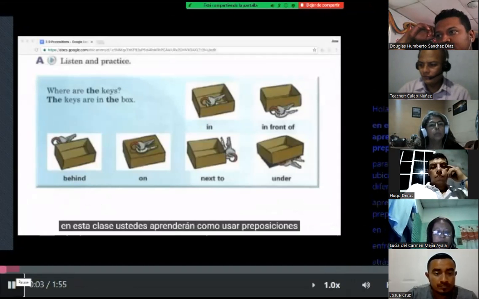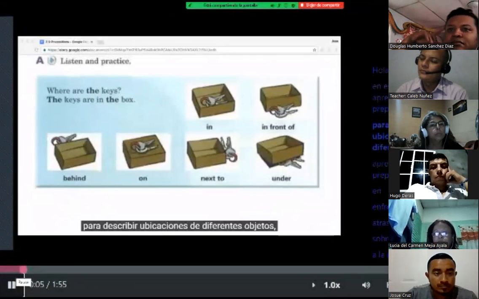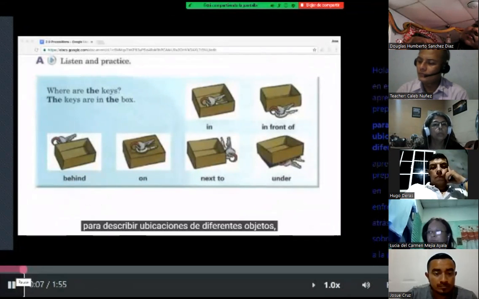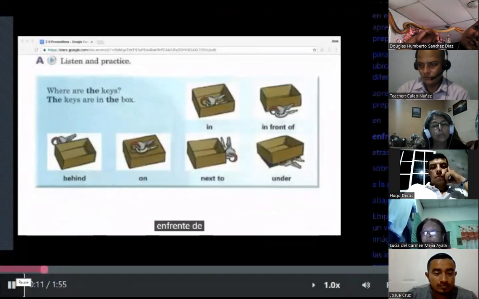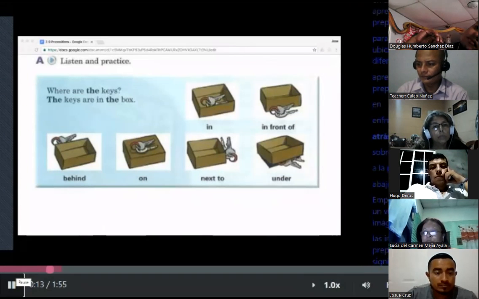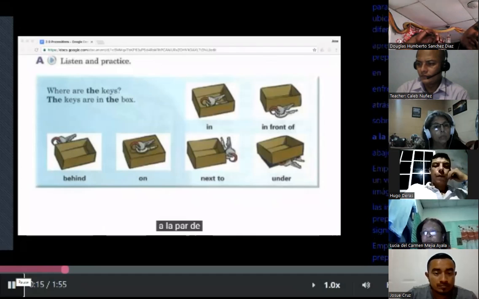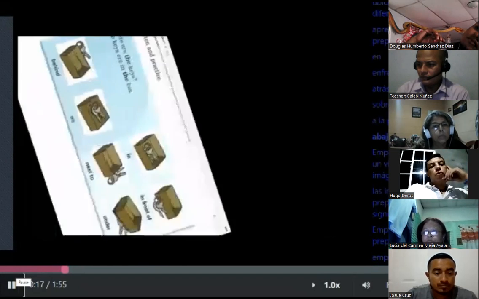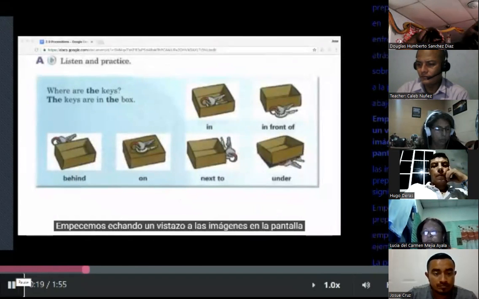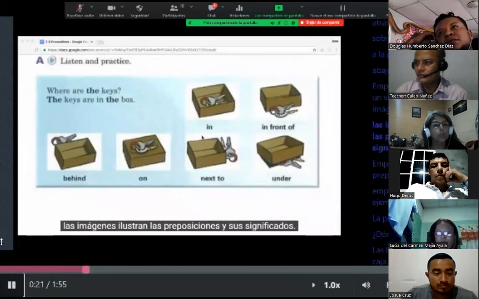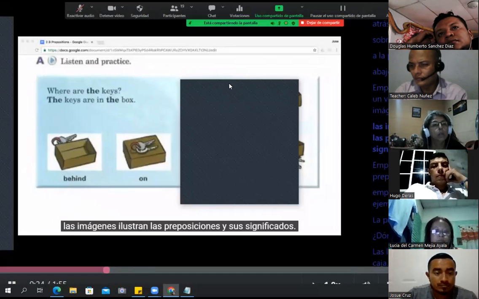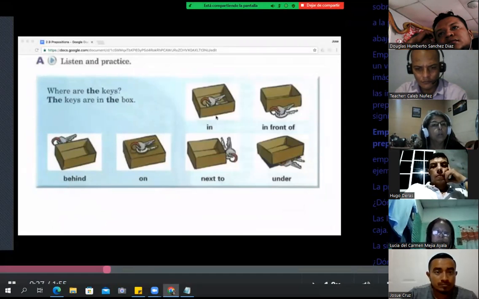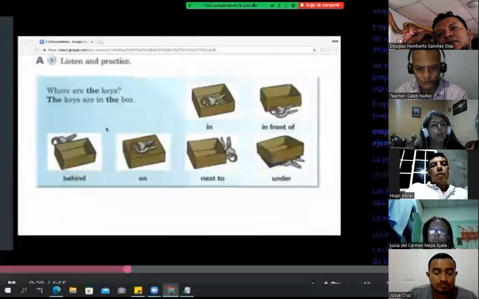Hi everyone. In this class, you'll learn how to use prepositions in order to describe the location of different objects. You'll learn the prepositions in front of, behind, on, next to, and under. Let's start by looking at the images on the screen. The images illustrate the preposition and its meaning. Let's start with the preposition in. We will start with the example.